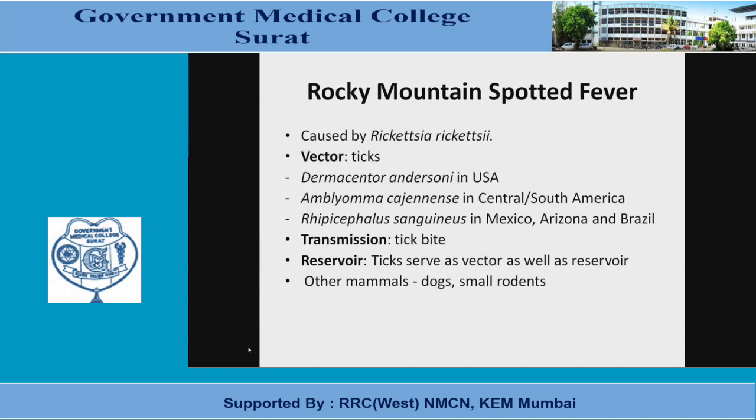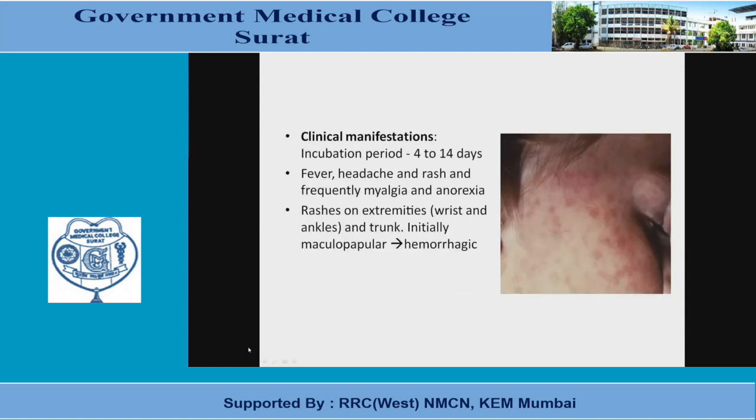Rocky Mountain spotted fever group. Here it is caused by Rickettsia rickettsii. The vectors are ticks: Dermacentor andersoni in the USA and Amblyomma cajennense in Central and South America. In transmission, it is mostly transmitted by tick bite. The tick serves as a vector as well as a reservoir, and other mammals like dogs and small rodents can serve as reservoirs. It is quite a severe disease compared to the other rickettsial diseases.